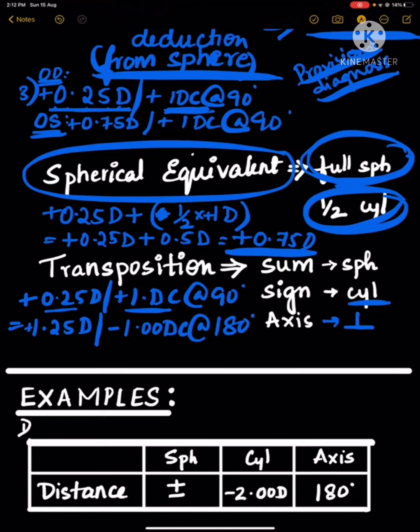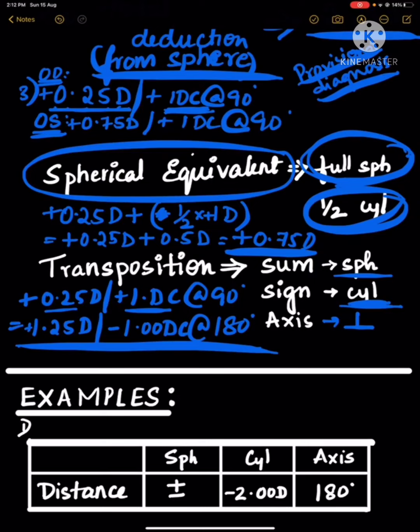Axis, make it perpendicular at 180 degree. That's it. Take the sum of both to get the sphere. Change the sign for the cylinder. Perpendicular axis. That's it. That is transposition. This is transposition of a cylindrical lens. A cylindrical lens is different from a toric surface.